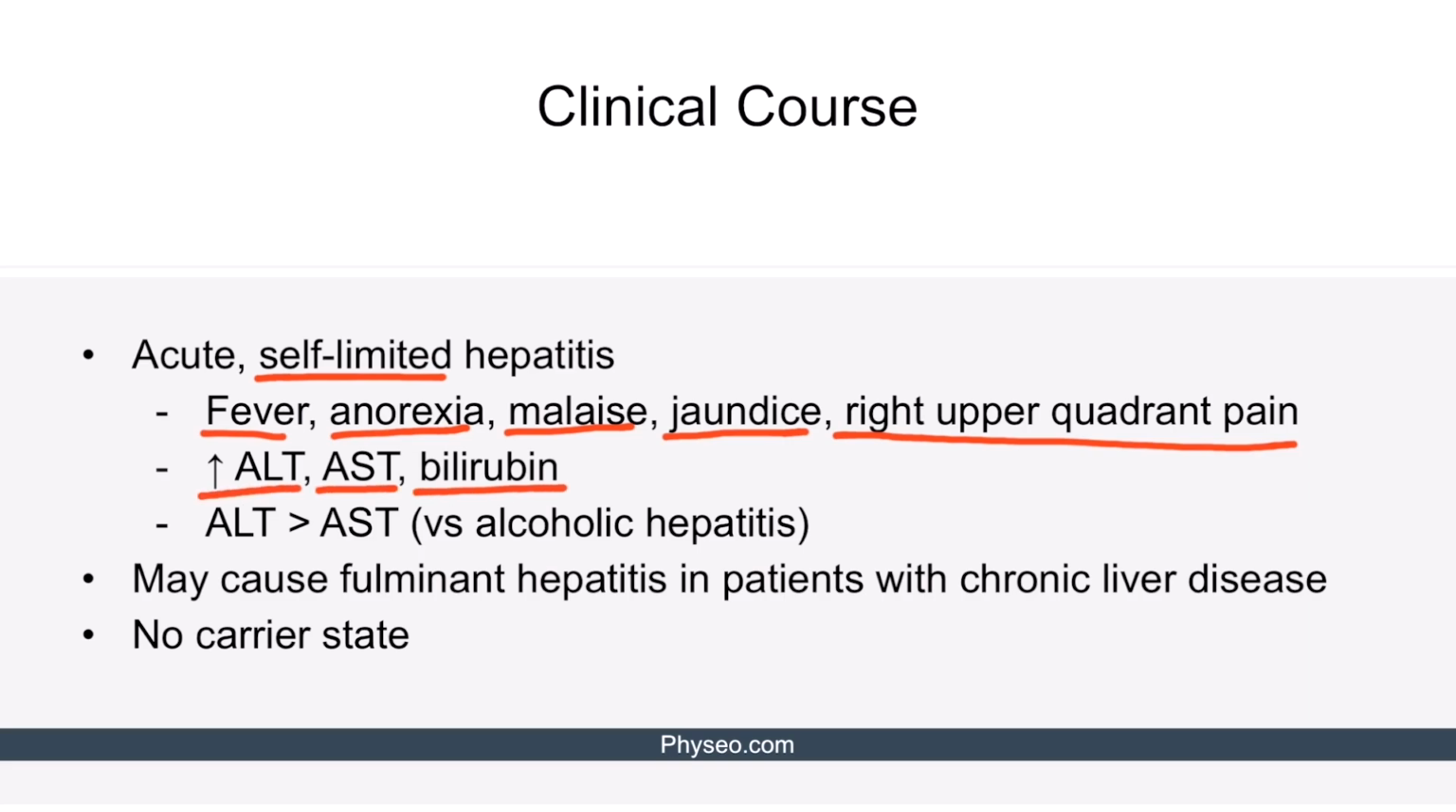In viral hepatitis, ALT is raised higher than AST, as opposed to alcoholic hepatitis, in which the AST is higher than the ALT. As we already discussed, it may cause fulminant hepatitis in patients with chronic liver disease. Otherwise, it's usually self-limited and has no carrier state.